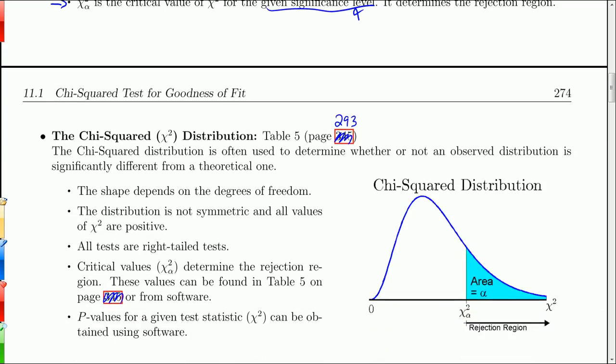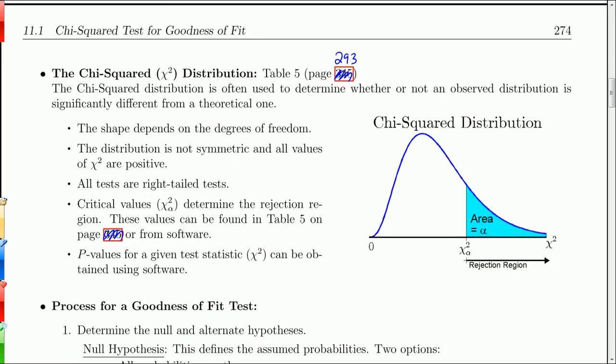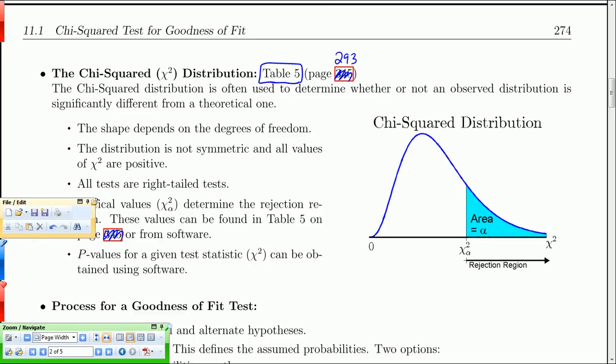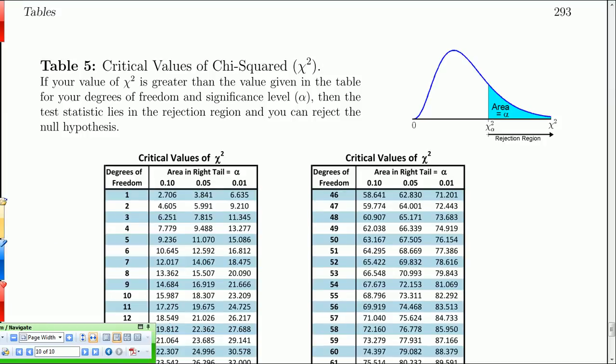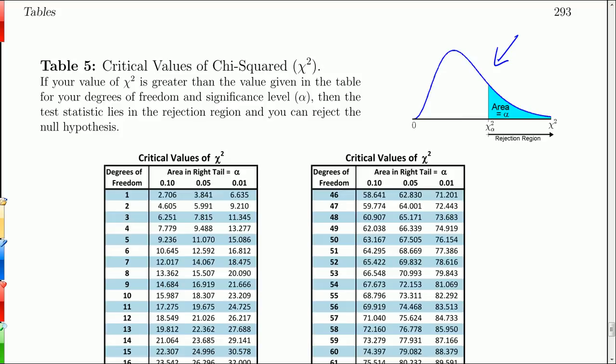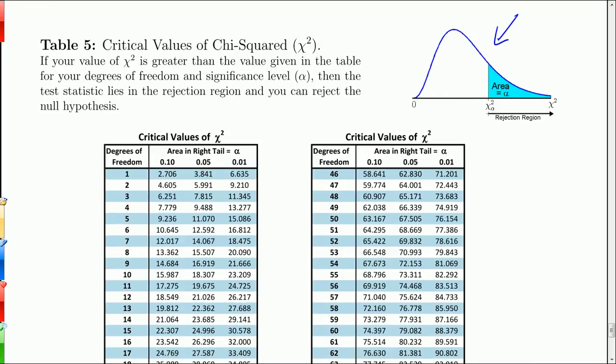Okay, so the chi-squared distribution, this is table 5 and it's on page 293. Right? And so let's just take a look at that table. What that table gives us is a chi-squared distribution. It looks like that. It's not symmetric. All the values are positive. And these values in here, say that 9.48, that's a critical value. That is a chi-squared sub alpha.